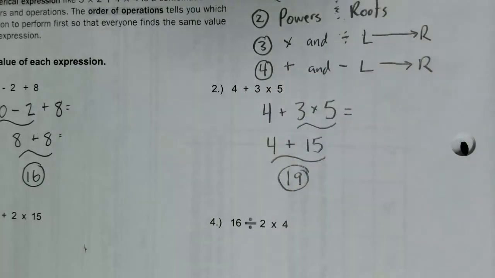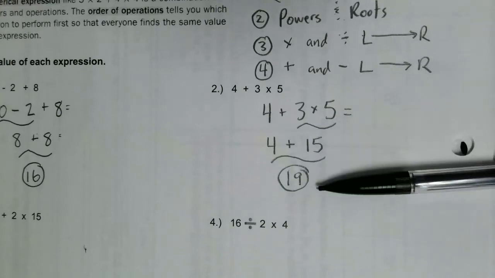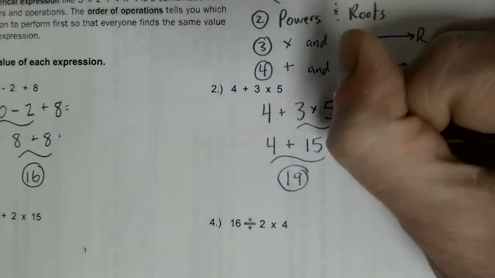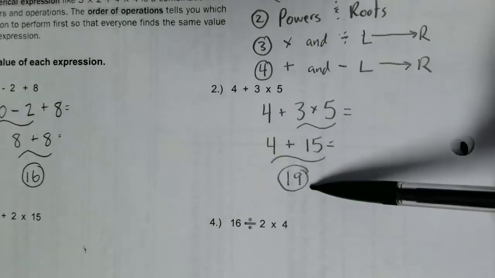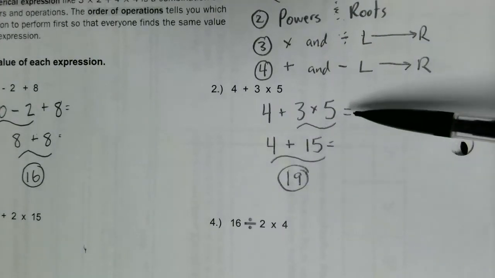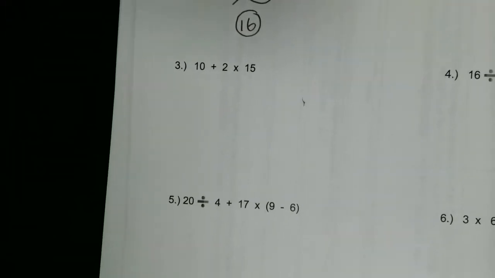Nice. So what's important to realize, too, is that each row of this expression is equal to 19. This is equal to 19. This is also equal to 19. Of course, 19 is 19. So they all have the same value, which is why we put those equal signs there. Okay, each step we're just simplifying it even more.